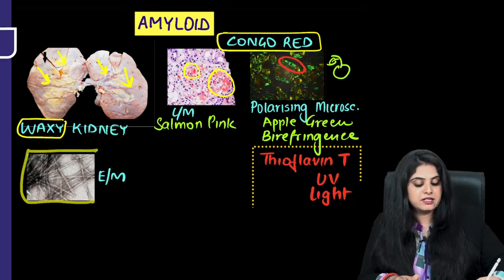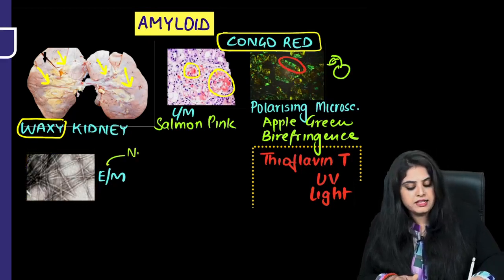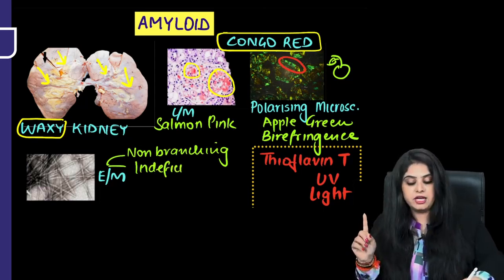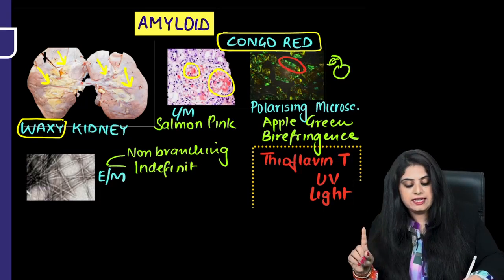Finally, coming to the last thing, amyloid, black and white picture, electron microscopy. You will not see any branches. You will see non-branching fibers. You don't even have to know any length, indefinite length. So nothing, I don't have to know any branching. I don't have to know any length. I just have to know one thing, and that is the diameter.